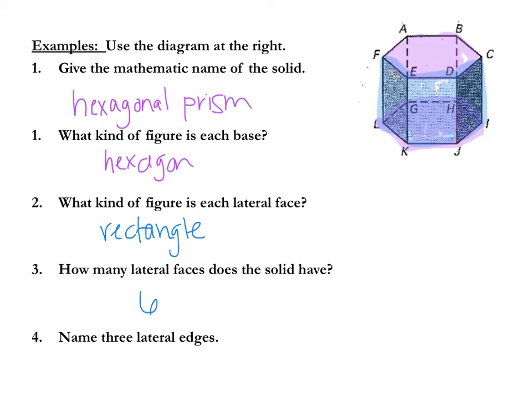And then we want to name a lateral edge. So the lateral edge is anything that connects the 2 bases together. That's what we call a lateral edge. So one of them could be FL. We could also do CI over here. EK. And then there's actually 3 more correct answers. DJ, AG, and BH would all be lateral edges.